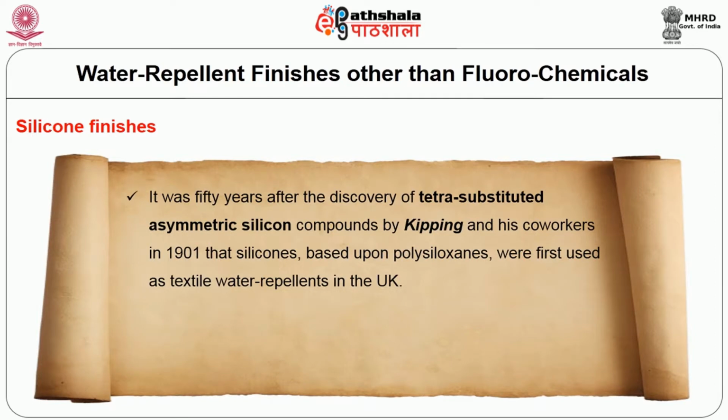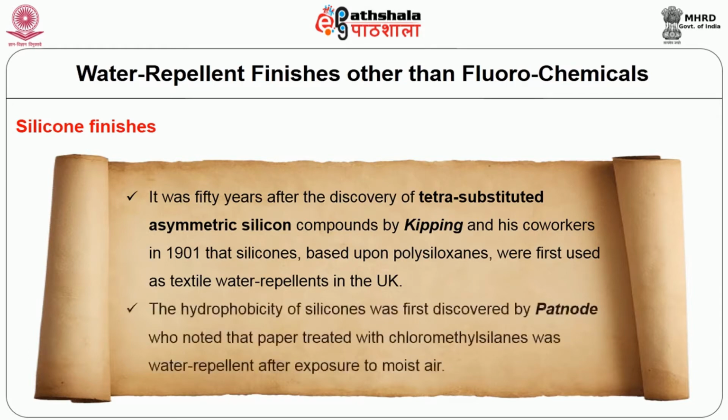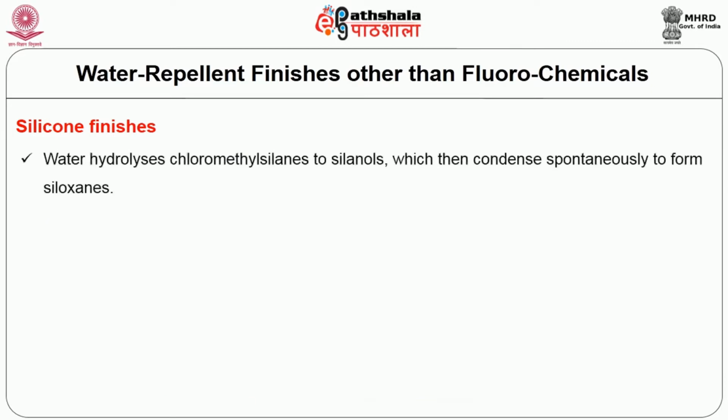It was 50 years after the discovery of tetra-substituted asymmetric silicon compounds by Kipping and his co-workers in 1901 that silicones based upon polysiloxanes were first used as textile water repellents in the UK. The hydrophobicity of silicones was first discovered by Patnode, who noted that paper treated with chloromethylsilanes was water repellent after exposure to moist air. Water hydrolyzes chloromethylsilanes to silanols, which then condense spontaneously to form siloxanes.